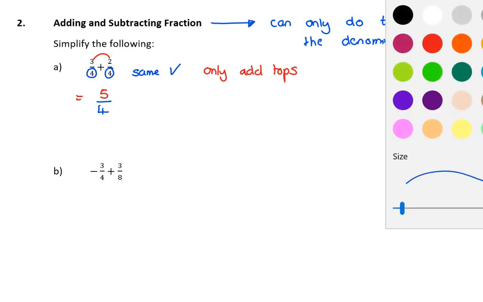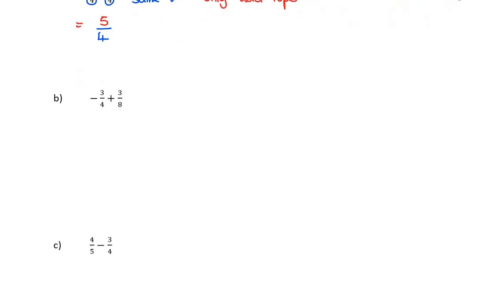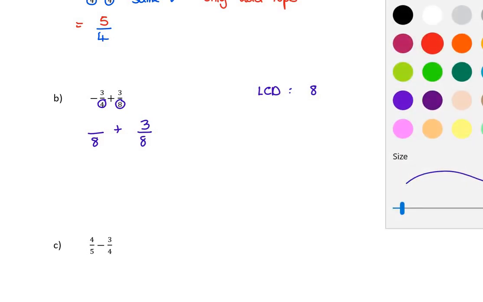And so this one, for example, doesn't have the same denominator. My denominators are 4 and 8. So I need an LCD. And my lowest common denominator of 4 and 8 is 8. So I need to convert both of these to denominators of 8. Now the second fraction is already a fraction over 8.